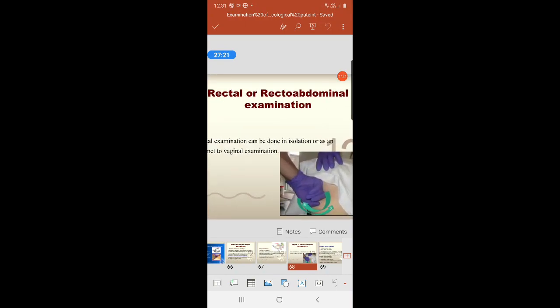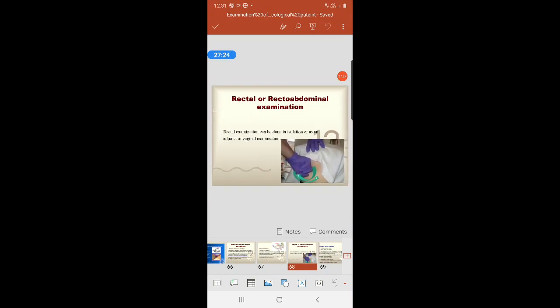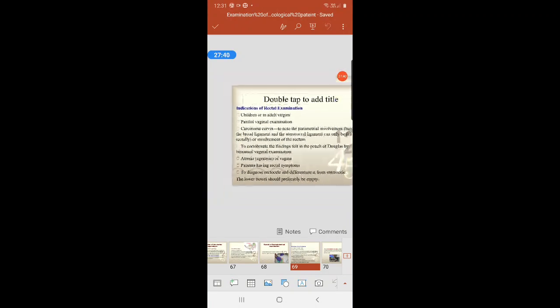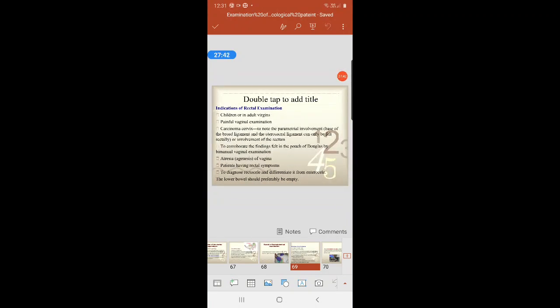So next is about the rectal or recto-abdominal examination. Rectal examination can be done in isolation or as an adjunct to the vaginal examination. It can be done along with the vaginal examination, or we can only perform the rectal examination. So what is the need or indications of rectal examination? If we can perform the vaginal, what is the need or indication of performing the rectal examination?